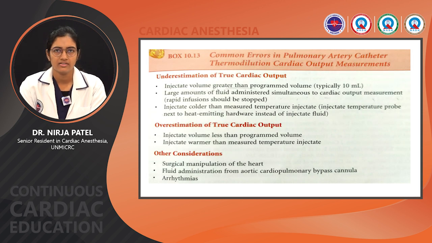Now there are some common errors with the pulmonary artery catheter thermodilution technique, in which underestimation and overestimation occur. Underestimation occurs if the injected volume is greater than the programmed volume, if the injectate is colder than the measured temperature, and if a large amount of fluid is administered simultaneously. Overestimation occurs if the volume is less than the programmed volume and the injectate is warmer than the measured temperature. Other considerations are surgical manipulation of the heart, fluid administered along the aortic cardiopulmonary bypass cannula, and arrhythmias.